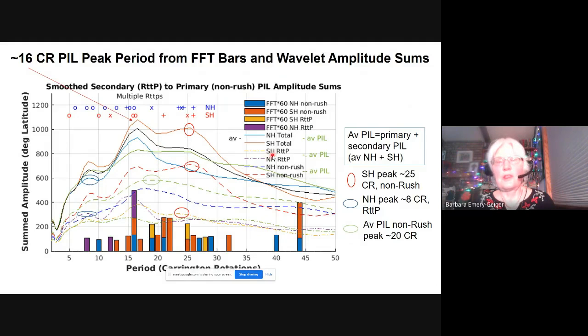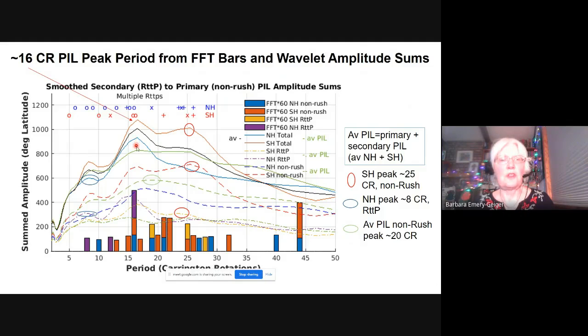So the other thing I did is I did the average pill, which is the primary and secondary. And that's in green. And it has a little lower amplitude, particularly lower in 16 Carrington rotations, which is that transition peak from the secondary rush to the pole peak. And since we're fitting it in this transition, it's going to come up more.